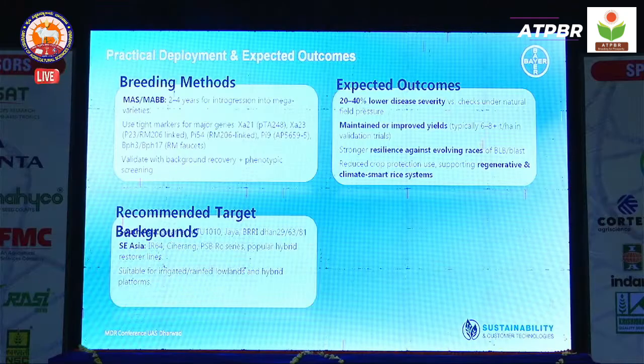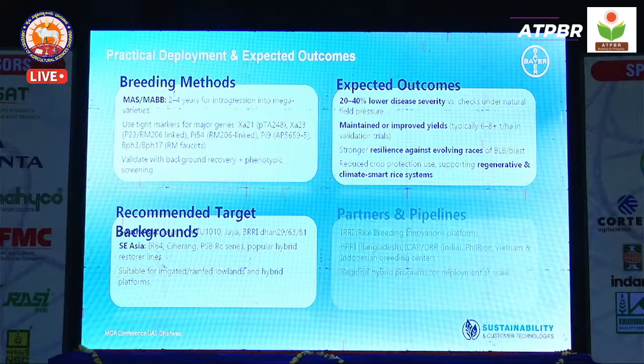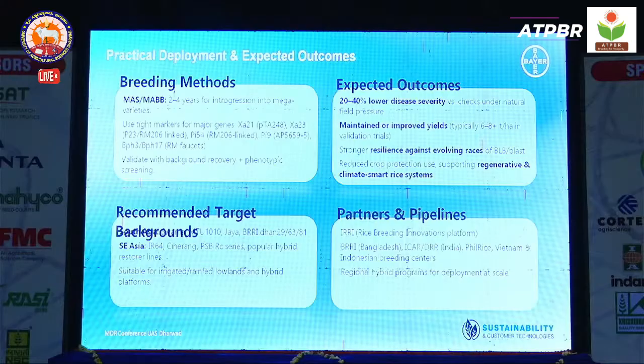Recommended target backgrounds are again the mega varieties, MTU 1010, IR64, Swarna, PSB series, and partners and pipelines. So we have to work together. As Dr. Sundaram told, there is a very good linkage and partnership between national programs and state programs. I would add a private partner also there. So come up with projects where public-private partnerships can also work together in a NARS program, which will help to fasten the process.